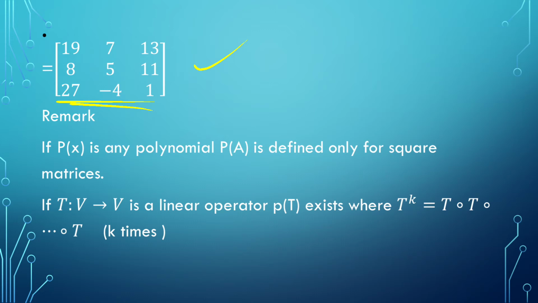Let's take a remark. If p(x) is any polynomial, p(A) is defined only for a square matrix. So for you to work out p(A), it is defined only if we have a square matrix.